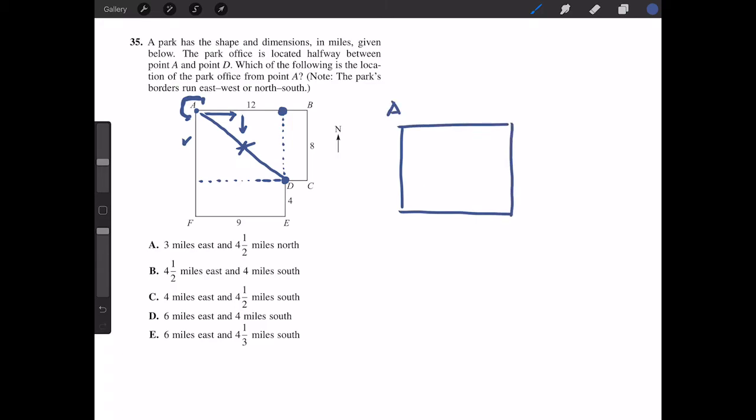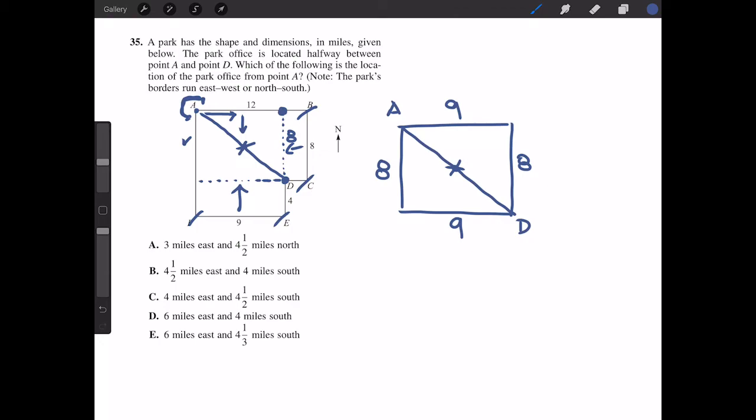This is point A, and this is point D. And the office is halfway, which is here. So it's this diagonal over here. All right, so how do we find the measurement of that rectangle? Easy. FE measures 9, so that means that this side measures 9 as well. Then BC measures 8, so that means that this side measures 8. So that's all we need to know.